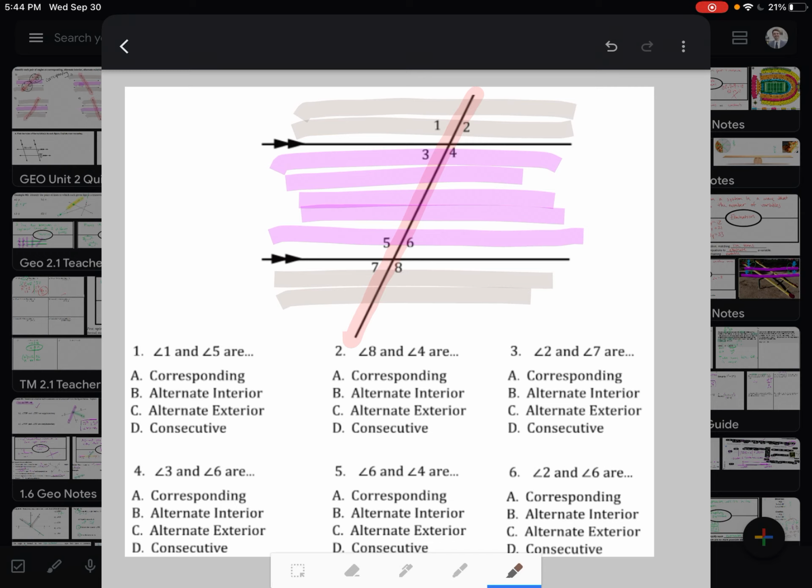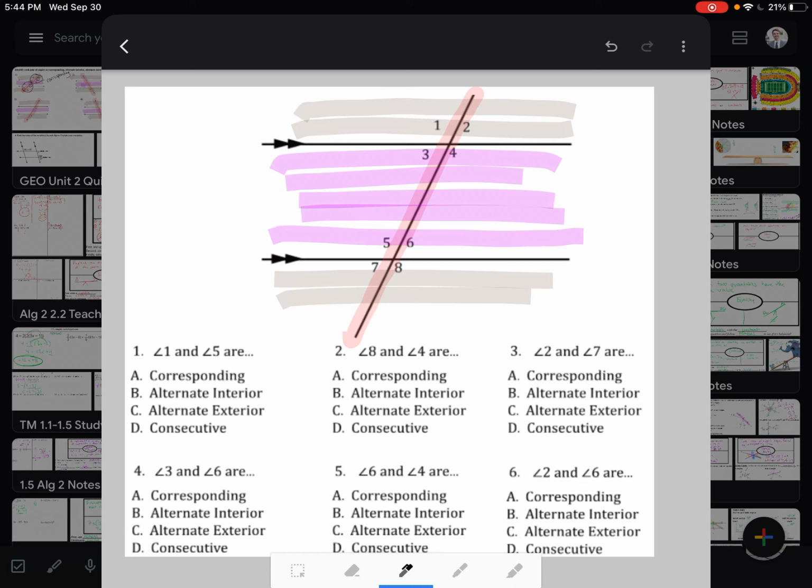One thing that I do want to mention here is the difference between alternate and consecutive. Consecutive means that we are on the same side of the transversal, so we're either on the right side or the left side. We'll label it here like this would be the right side, and this would be the left side. Alternate would mean that you have one on the left and one on the right. So we'll do one example of those.